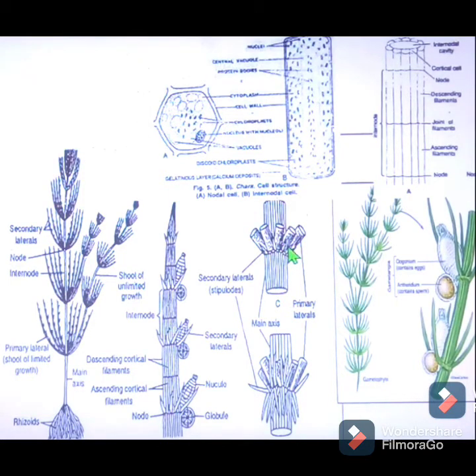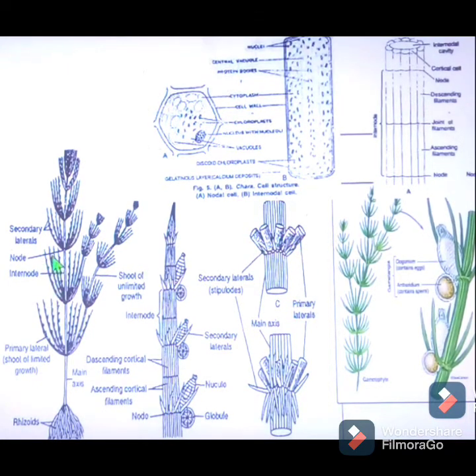Okay, unistipulate means that the number of stipulates at each node is equal to the number of primary laterals. Suppose I have 1, 2, 3, 4, 5, so 5 primary laterals. Then the stipulates will also be 5: 1, 2, 3, 4, and 5. So 5 stipulates and 5 primary laterals.